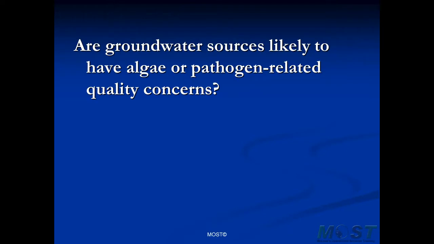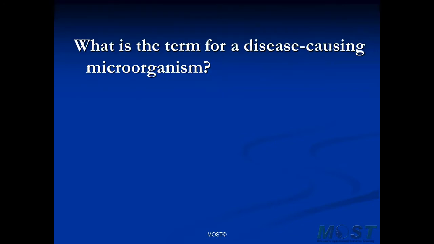Are groundwater sources likely to have algae or pathogen-related quality concerns? No, they're not. The risk from the pathogen is much more a surface water concern, and that's why we have a Surface Water Treatment Rule to address this risk. What is the term for a disease-causing microorganism? There are lots of different types of microorganisms. The ones that cause disease are referred to as pathogens.